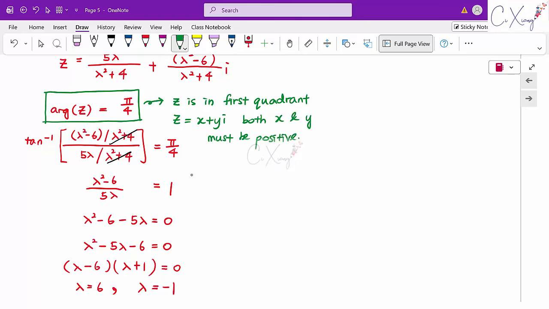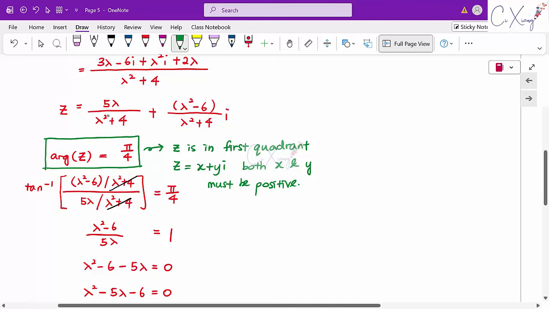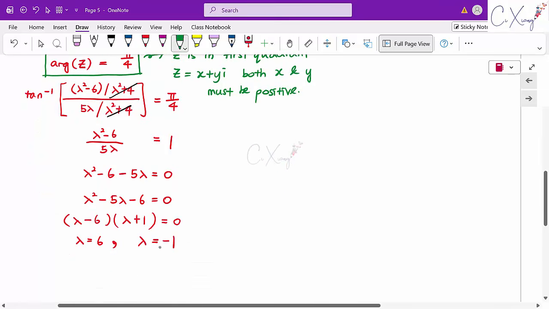All right, so now let us substitute negative 1 into my complex number here. So I'm having negative 5 divided by 5. Then this one, 1 squared is 1, minus 6 is negative 5 over 5 also. So eventually you're having z equals negative 1 minus i. This is not in the first quadrant, right? If you try to draw it out, it should be in the third quadrant. So very obvious, lambda equals 1 is not the correct answer.